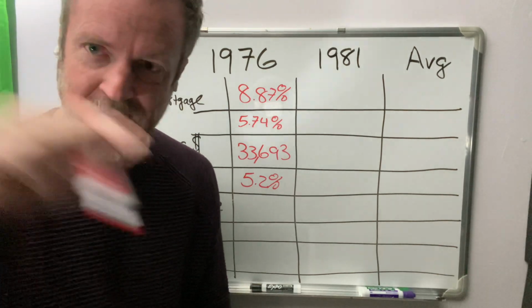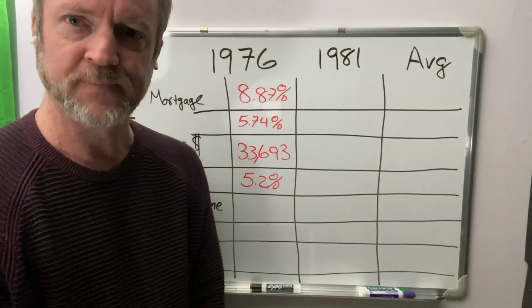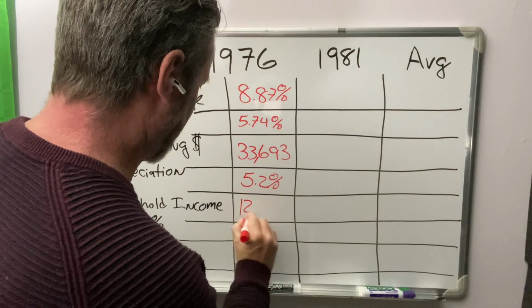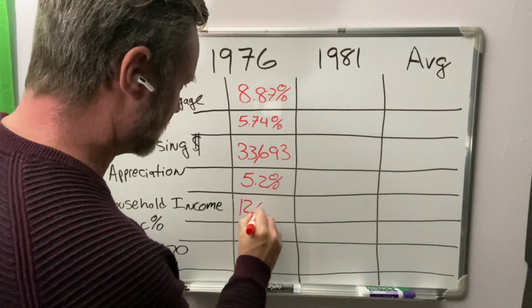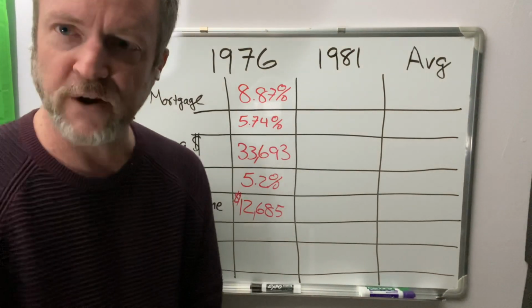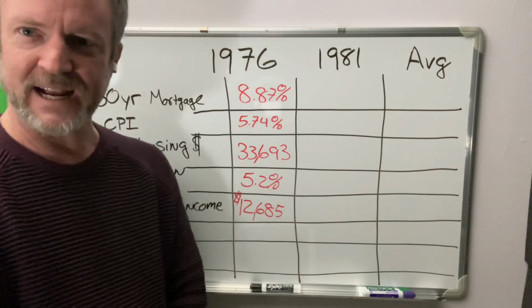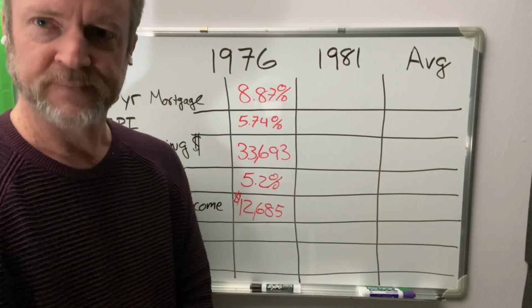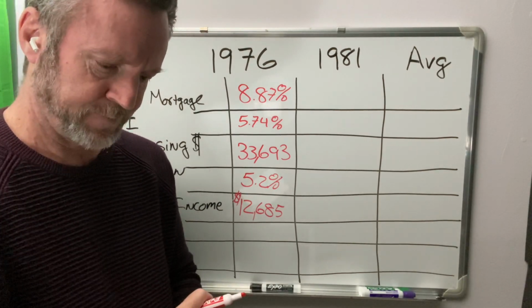Let's talk about the average family's median income in 1976. It was $12,685. Hard to believe, folks, but the average family was making $1,000 a month in 1976. Yeah, that's hard to believe.